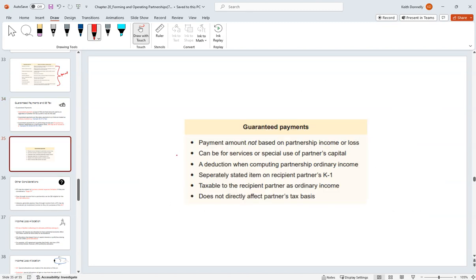So here's kind of the setup with it, right? What is a guaranteed payment? The other thing, right? We said it's not on your W-2, and it's also not a distribution, right? In other words, it does not affect your tax basis.